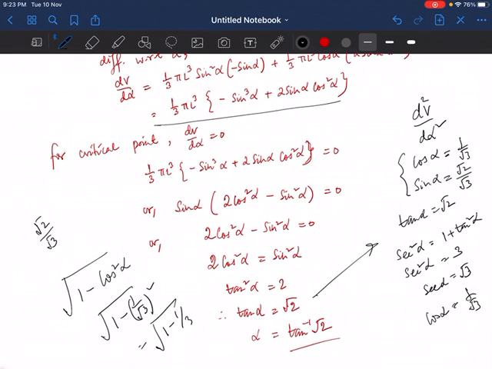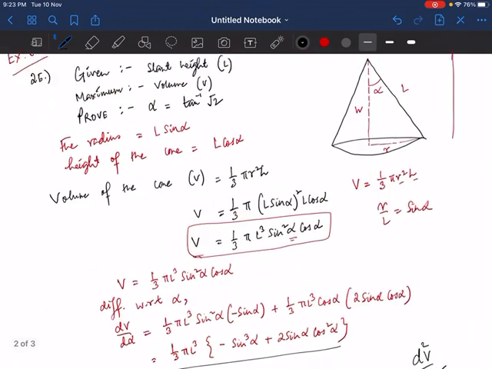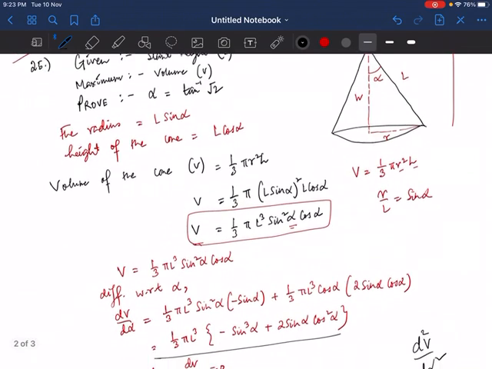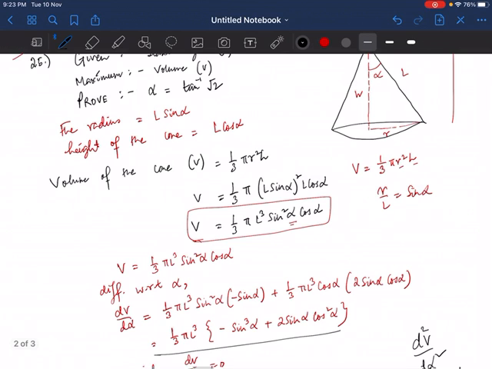So after finding d2V d alpha square, wherever you see cos alpha you put 1 by root 3, and wherever you see sin alpha you put root 2 by root 3. You will get a negative value, and once you get a negative value, we can directly say that it proves that the volume is maximum.